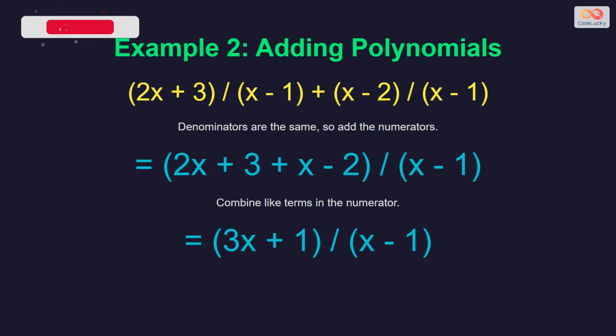Here is another example. We have 2x plus 3 over x minus 1 plus x minus 2 over x minus 1. We add the numerators to get 2x plus 3 plus x minus 2. Combining the like terms gives us 3x plus 1 all over x minus 1.